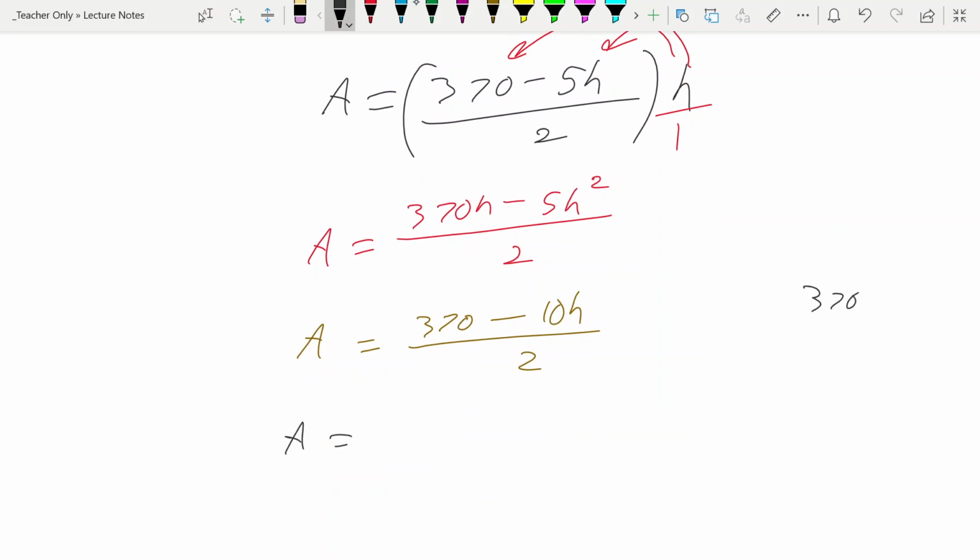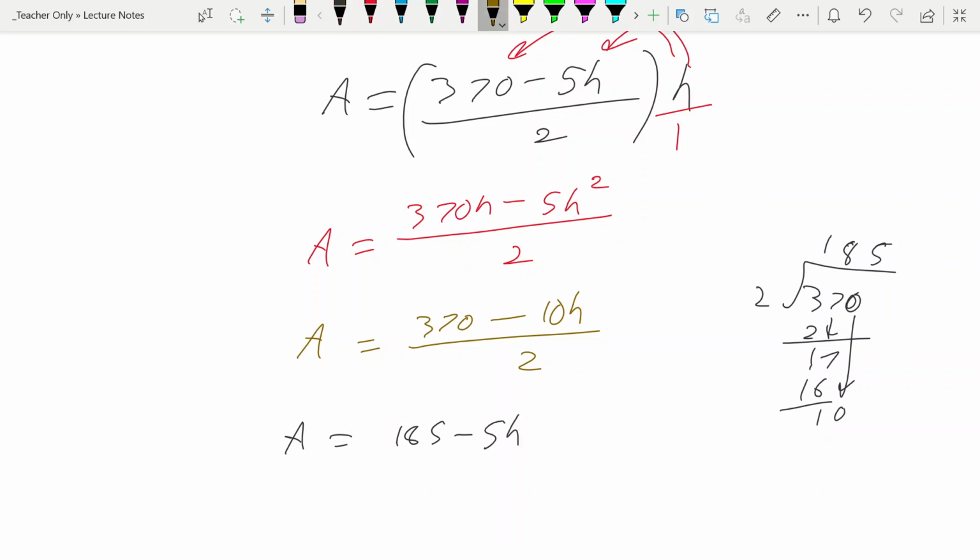I'm not 100% sure I want to do that in my head. This is how mistakes happen. So that's a 1. Bring down the 7. So now we're going to be 8. So that's 16. That's a 1. This is a 0. Bring down the 0. So that's 185. Okay, 185 minus 5h. Oh, excuse me, I made a huge mistake. I took a derivative, so I needed to mark it derivative and derivative.